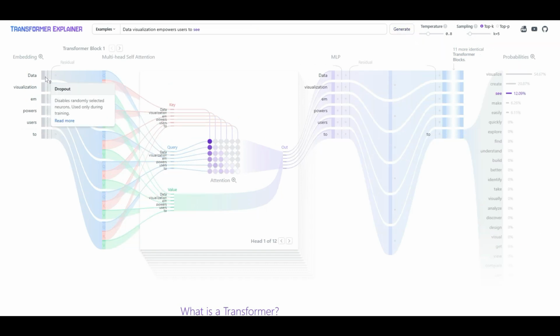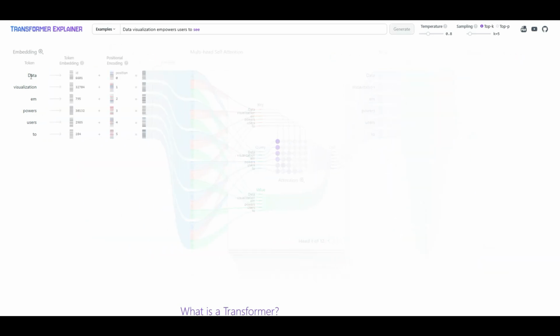Let us now dive deep into the main components of the Transformer Block. Here you can see the input words converted to tokens, and then positional encoding applied to the tokens. GPT-2 small uses 768 dimensions for embedding.